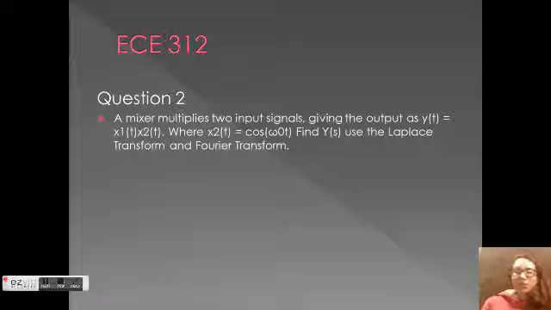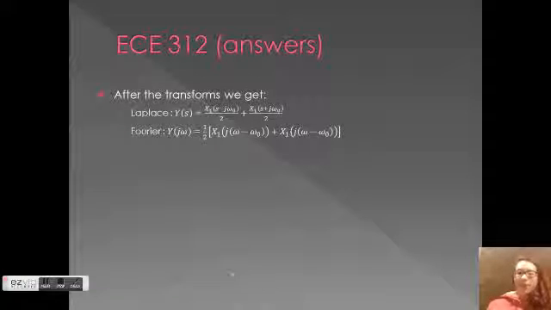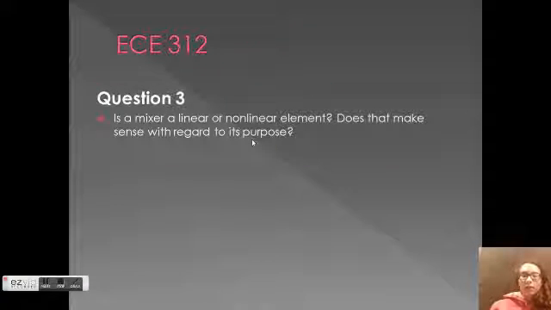So for the next question, it's a 312 question, and he gives us an output signal and 2 input signals. He's given us a mixer that's supposed to multiply these 2 signals given the output signal. And we have to use the Laplace and Fourier transform to find these, which I didn't put the math, but here's what they will come out to be.